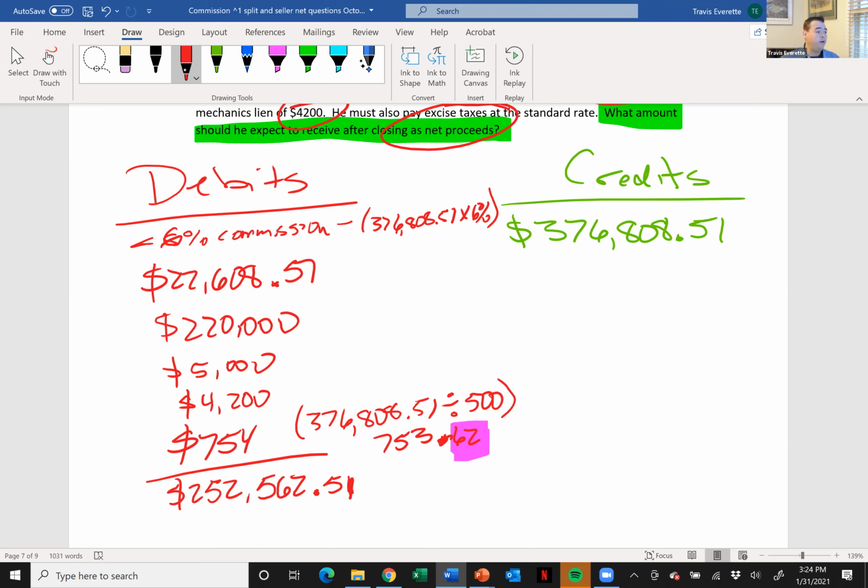And if you get a different number, key it again. Make sure you get the same number twice. Now my credits is easy because it's only the one number. So once I've got my total debits and credits, I'm ready to do my math over here.